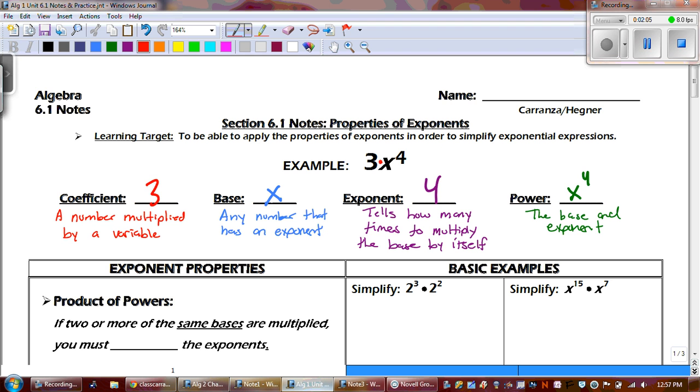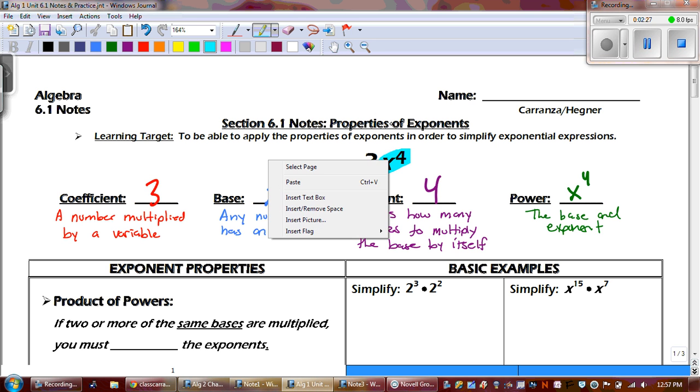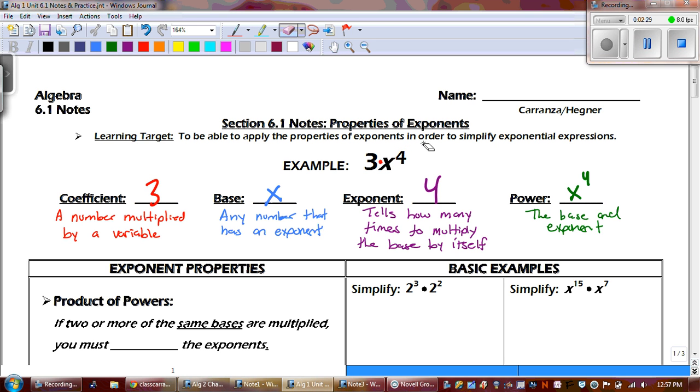Okay? Now the exponent, which is the 4, tells how many times to multiply the base by itself. And then the power is the base and the exponent together. Okay? How are we doing so far? If you need another minute or two to write that down, pause the video. Otherwise, we are moving on.